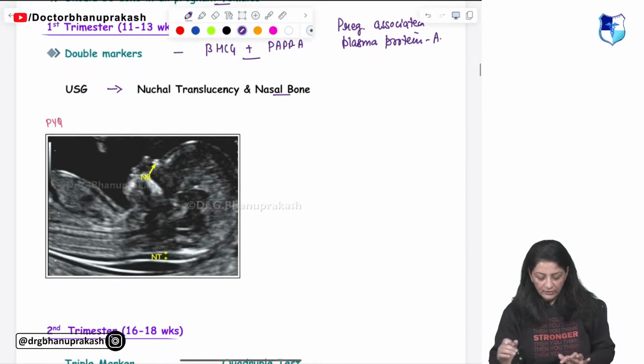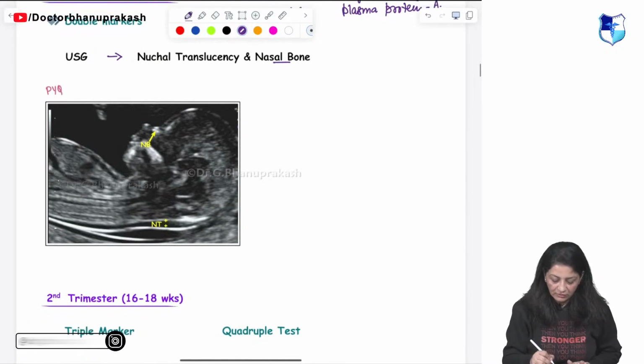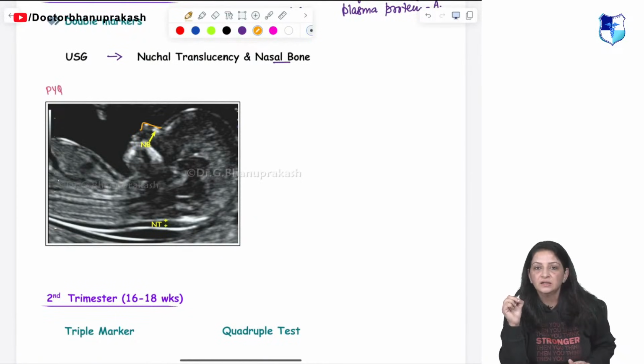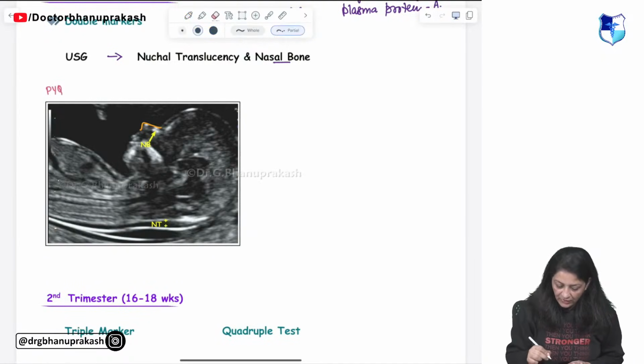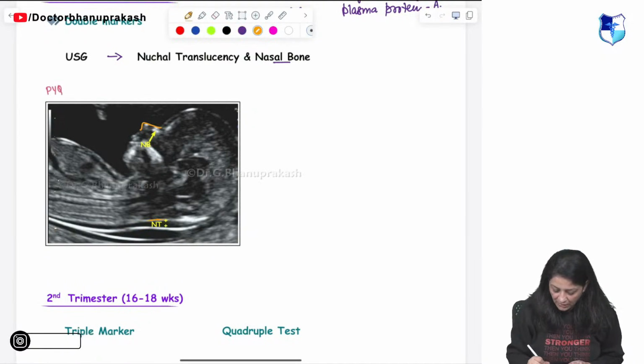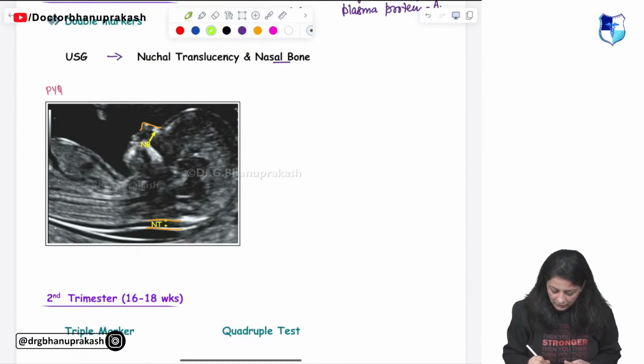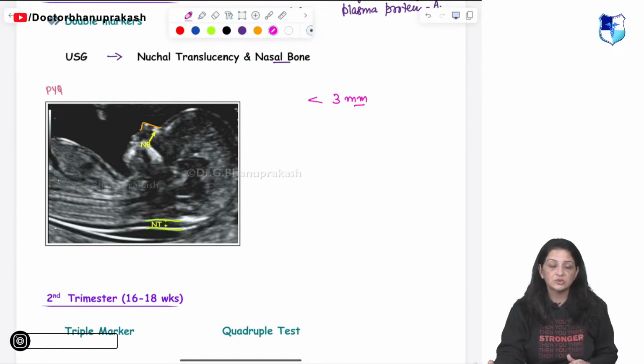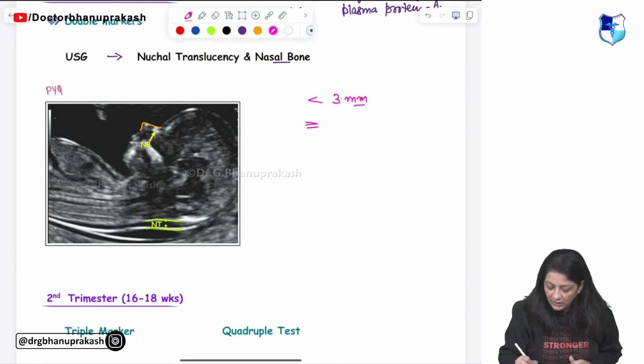So in ultrasound, we have to check first of all the nasal bone. Nasal bone is absent in Down syndrome. Secondly, we have to check this part at the nape of the neck. This is called nuchal translucency. Normal thickness should be less than 3 mm. If it is 3 mm or more, it means there is a problem.